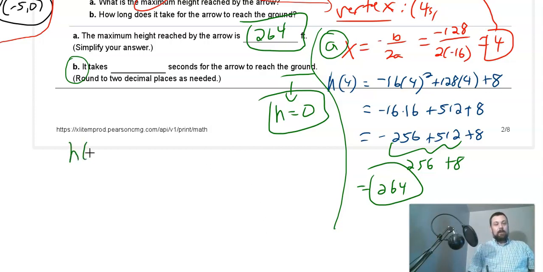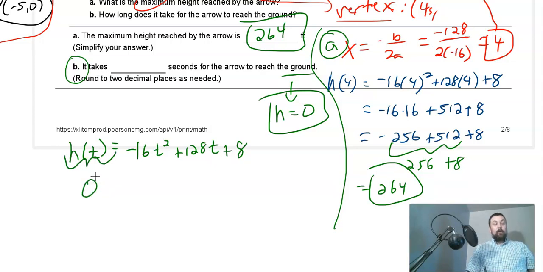So we have h of t equals negative 16 t squared plus 128 t plus 8. And we want to find when the height is 0. What's the time that it takes for the height to be 0? So we plug in 0 for h, and we get this unfortunate quadratic equation to solve.